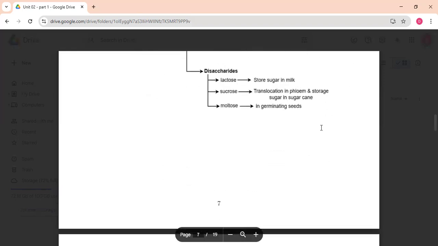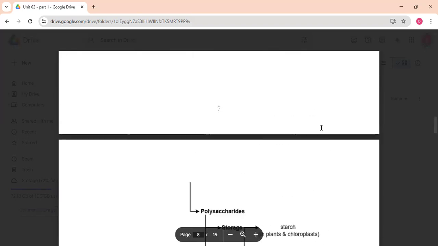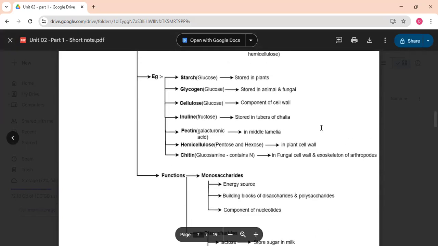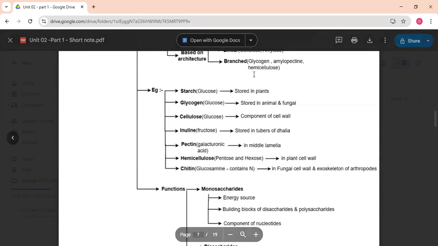Then we have to discuss the functions of carbohydrates. Then this carbohydrate part will be over, right?